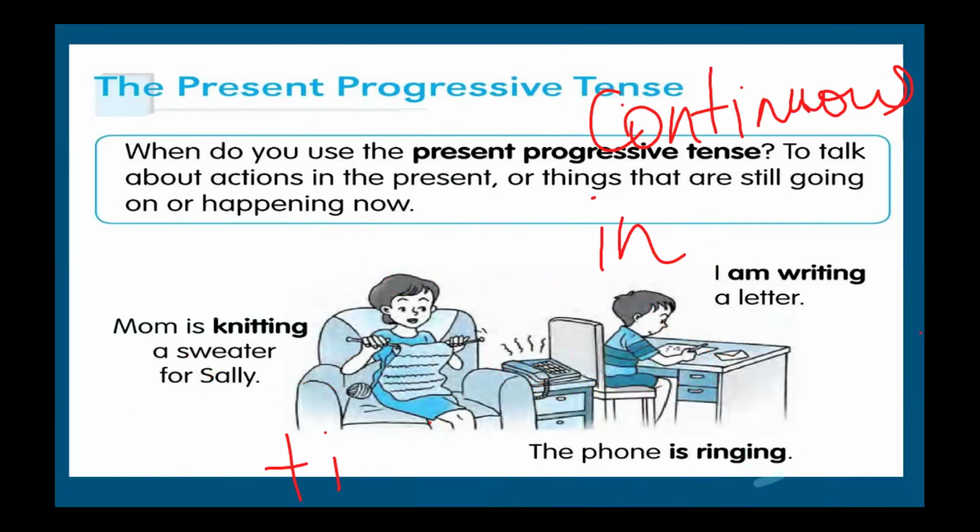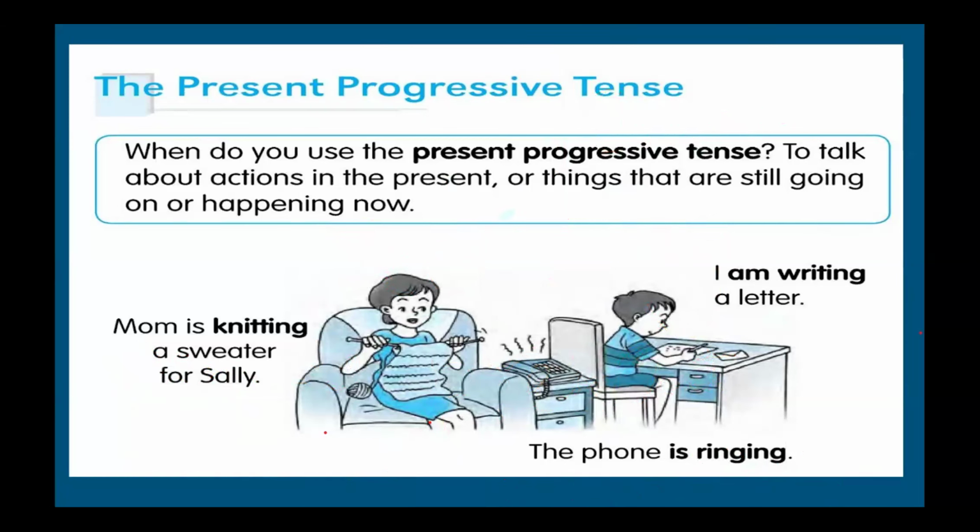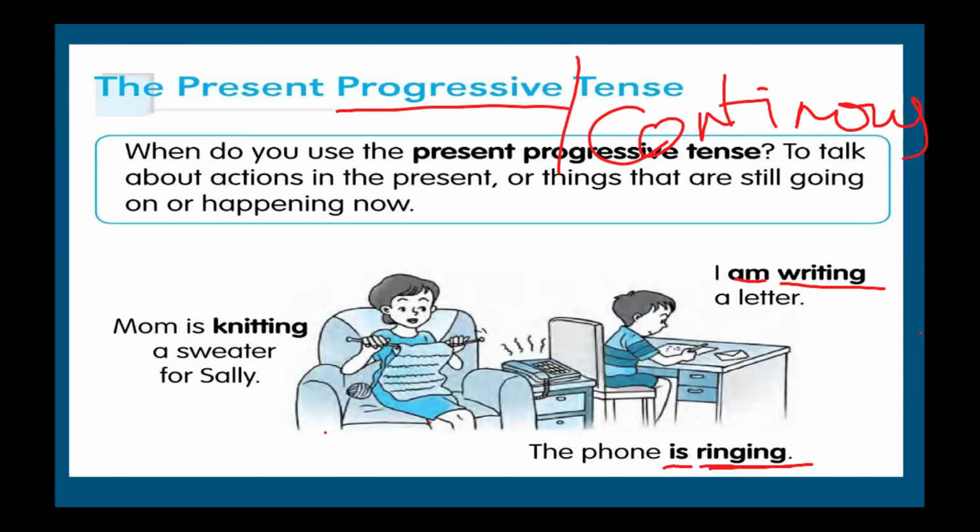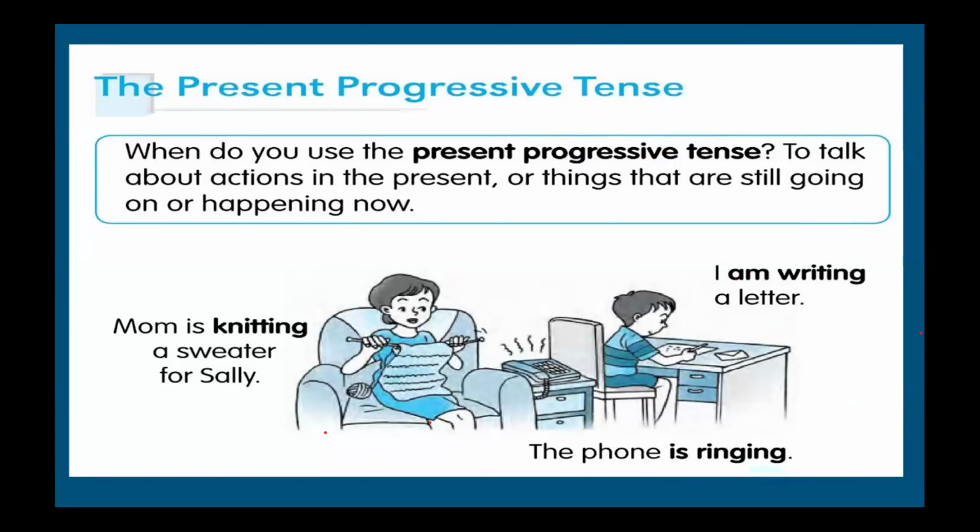Now see another example. I am writing a letter. Am is the helping verb. Writing is your present progressive tense. Clear? The phone is ringing. Here again, is is your helping verb. Ringing is your ing form. Present continuous or present progressive tense. Don't get confused. Present progressive tense and present continuous tense are one and the same, where you add ing. Verb plus ing.